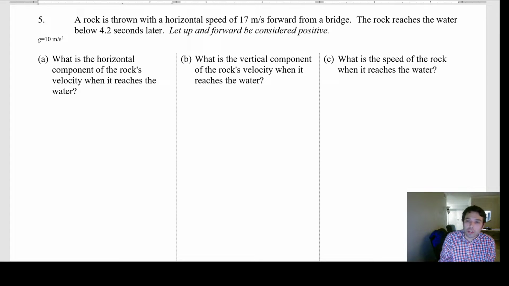All right, we got a rock. So horizontally, this way, from the top of some bridge with 17 meters a second.